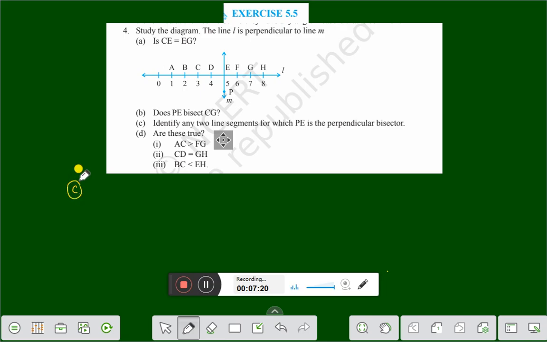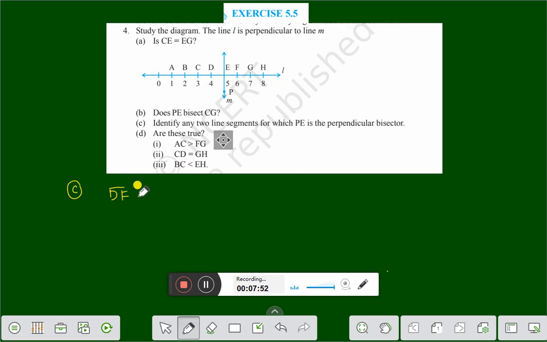What is the question? Identify any two line segments for which PE is the perpendicular bisector, right? That means if we take DF, taken one perpendicular bisector, and DF is perpendicular to PE, right? Any two line segments for which PE is the perpendicular bisector, right?